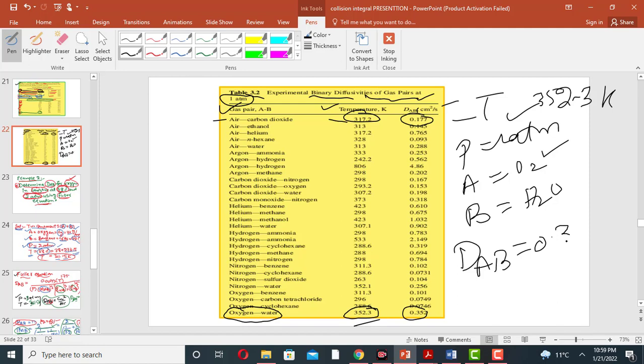So this is a very important table. You can also determine the diffusivity of one gas through another gas from this table. This is a very important table.